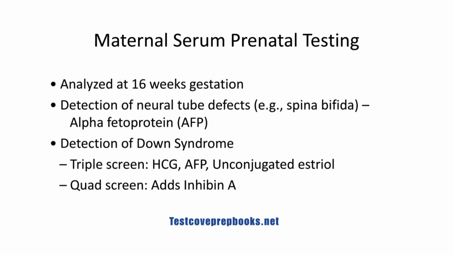During pregnancy, several important laboratory tests are performed to monitor both maternal health and fetal development. At around 16 weeks of gestation, maternal serum is analyzed. One test looks for neural tube defects such as spina bifida by measuring alpha-fetoprotein, also known as AFP. Another screening checks for Down syndrome. This can be done using a triple screen, which measures human chorionic gonadotropin, AFP, and unconjugated estriol. An expanded version, called the quad screen, adds inhibin A.